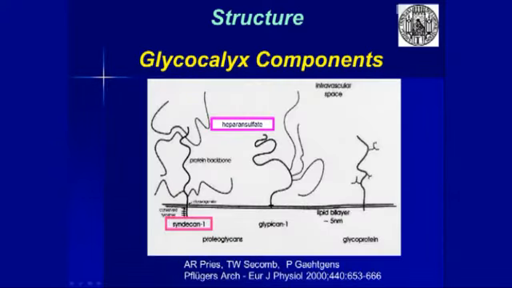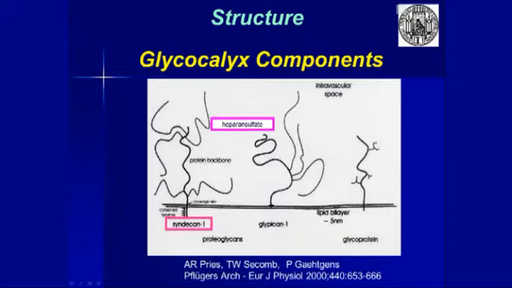Today it is already known that this structure is built up by glycosaminoglycans and proteoglycans. The syndecan-1 acts like the trunk of a tree and is rooted in endothelial cells. And the heparan sulfates can be compared with the branches and the leaves of this tree.